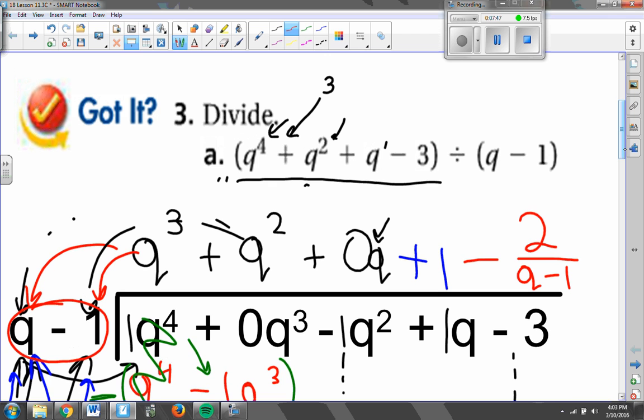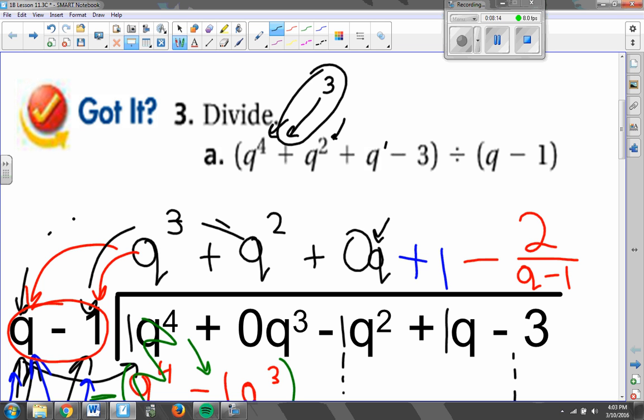I'm going to go back up here. Get rid of this. When I divide q to the 4th plus q squared plus q to the 1st minus 3, all of that divided by q minus 1, I had to add in a 0q to the 3rd because I was missing the 3 exponent there. So I had to add in a 0 term. 0q to the 3rd. Okay.